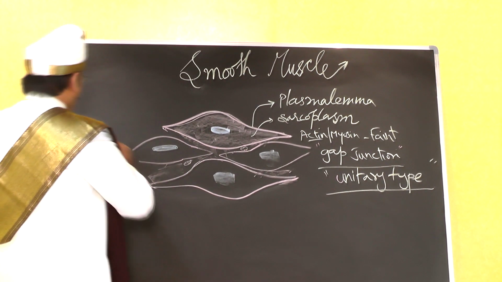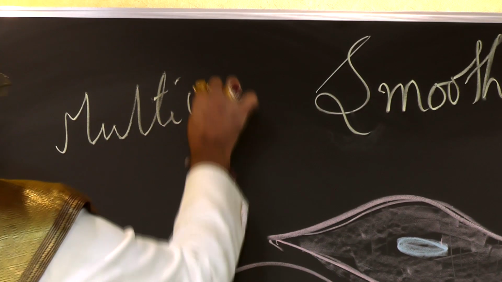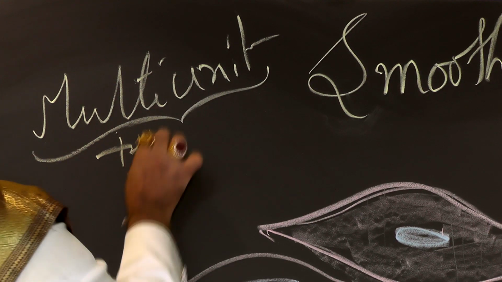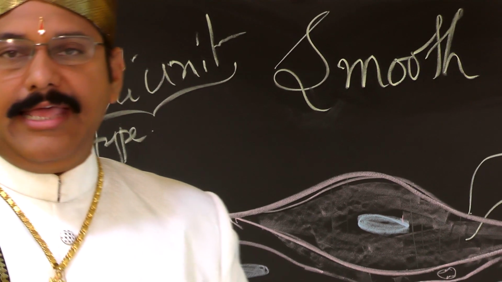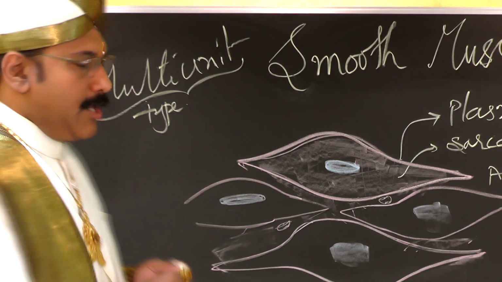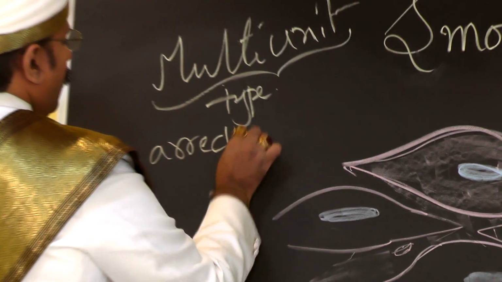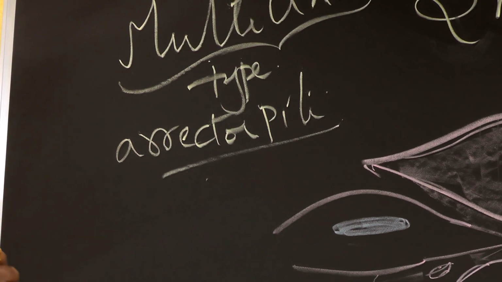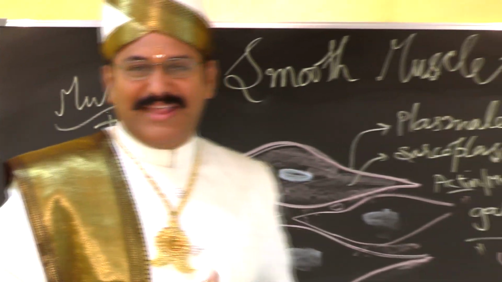And there is another type called multi-unitary or multi-unit. In this multi-unit type, the nerve supply is directly to the muscle fibers. For example, if you see erector pili muscles or the muscles present in the iris, they are all supplied directly by the nerves. Now what are the nerves which are supplying the smooth muscles?